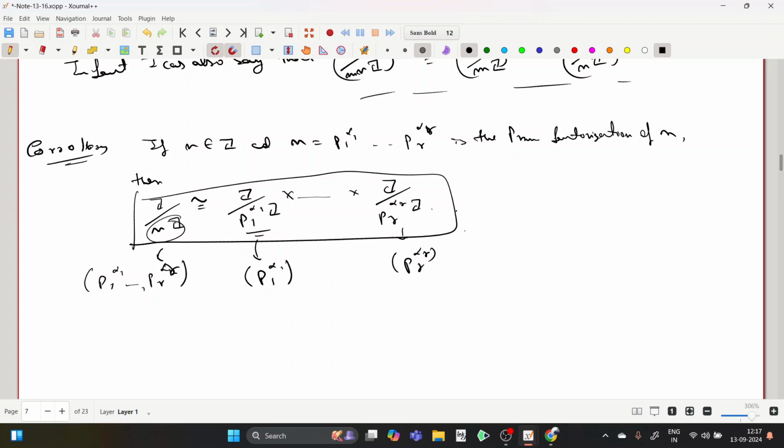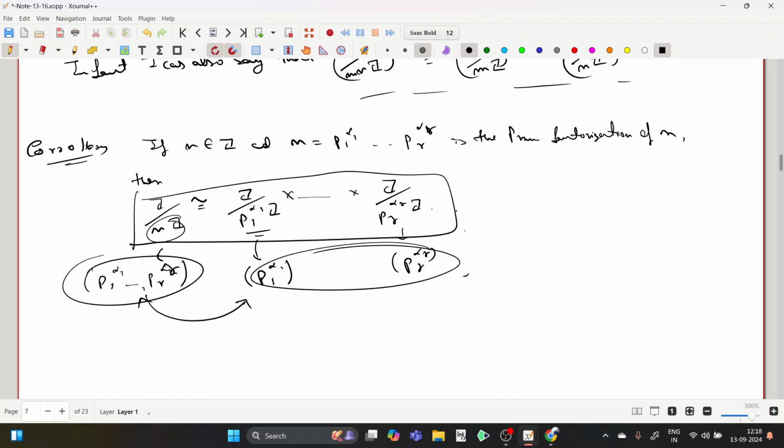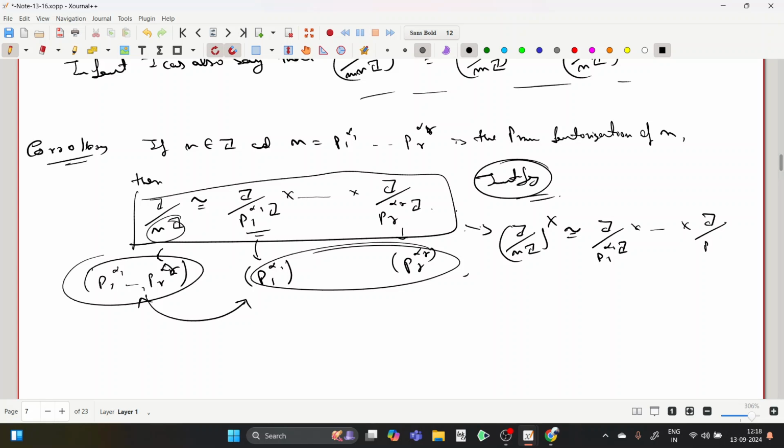But observe that each of these pi's are distinct, and hence they are co-prime. So, I can relate these two denominators, right? There is nothing complicated here, you can just justify this in language. Moreover, I can say the same about its group of units as well. I can in fact say that the group of units of Z mod nZ is isomorphic to the group of units of Z mod p1 to the power alpha 1 Z cross till the group of units of Z mod pr to the power alpha r Z, right?